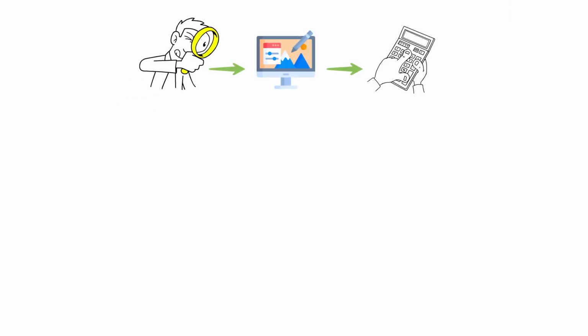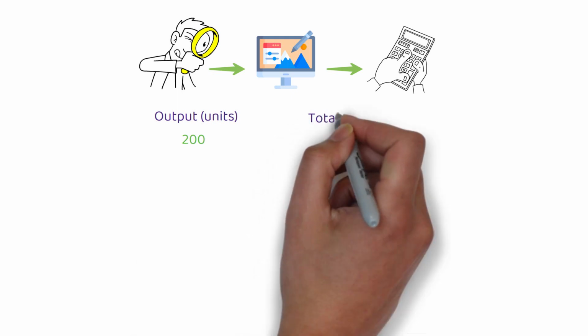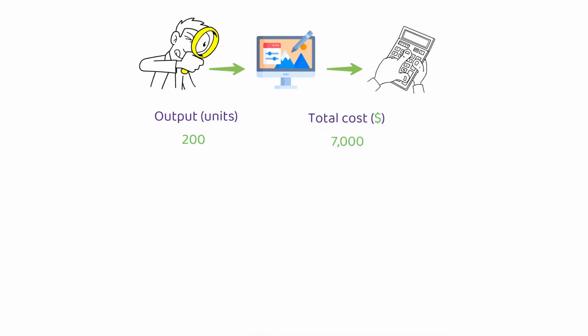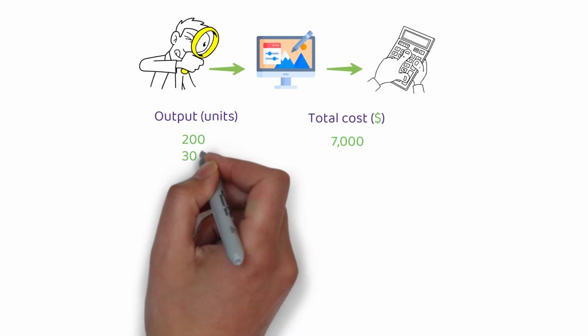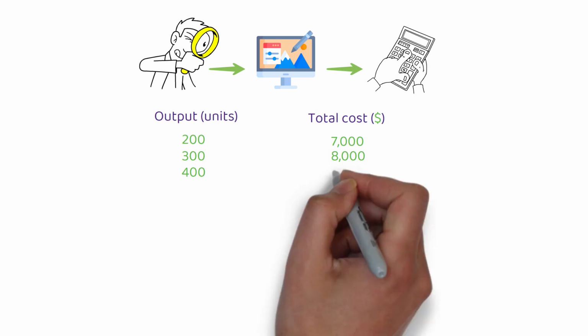Let us look into an illustration to understand the calculation better. For output in units 200, total cost in dollars 7,000. For output in units 300, total cost in dollars 8,000. For output in units 400, total cost in dollars 9,000.